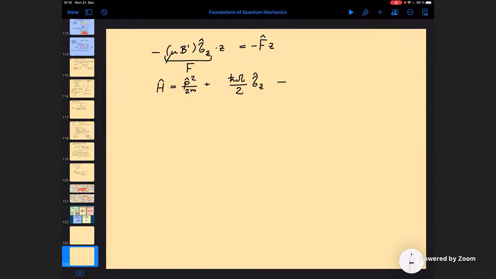But then there is the force term. And so we would have, say, size of the force, let's call it F0 times sigma z times z. And so it's this part that will give me the measurement. This is the part that couples spin and position. F0 is just all these components. Okay, good. So far, so good.